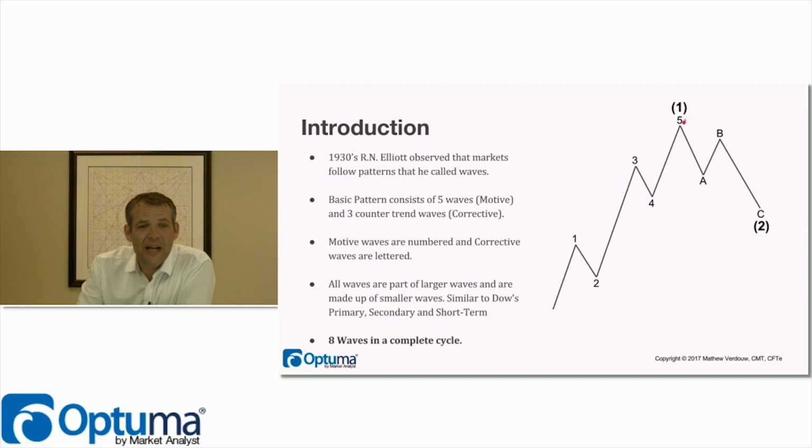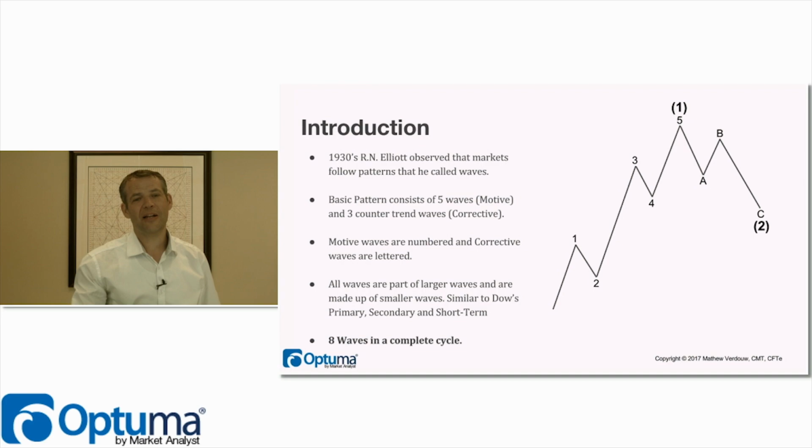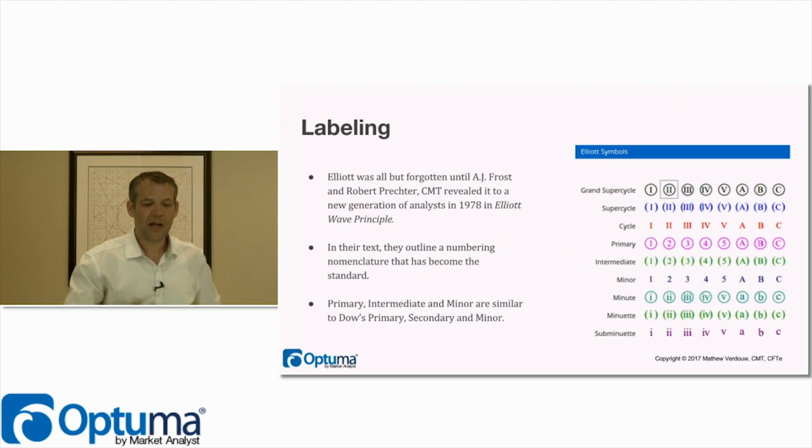And then we have our corrective wave. Typically, in the idealized Elliott wave, that's 3 waves going down, labeled A, B, C. So all the motive waves are usually numbered, and all the corrective waves are usually lettered, or noted by letters. And these are things that you do need to memorize.